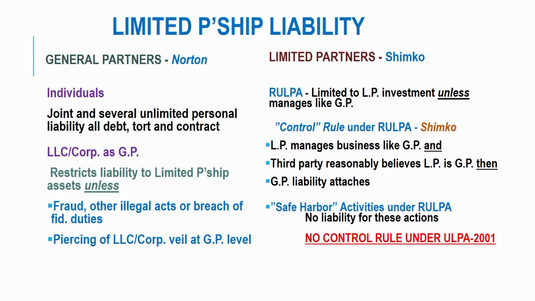You should have known he was a limited partner, so we're not going to help you out. Now, you don't have the control rule under UPA 2001. So if you're listed as a limited partner, you are a limited partner. That's it. Now, keep in mind, under RUPA, we talked about these safe harbor activities. There's some conduct you can be involved in that doesn't turn you into a general partner.